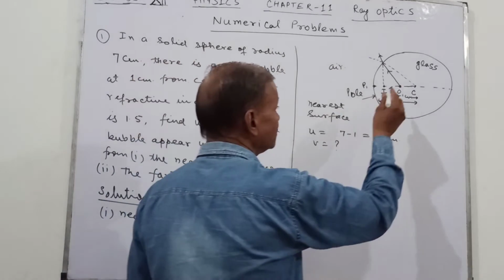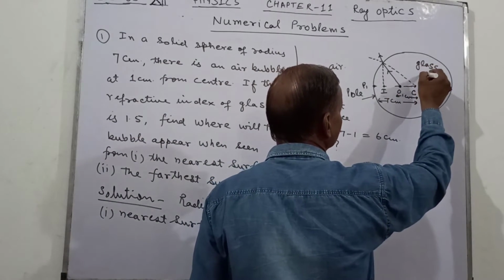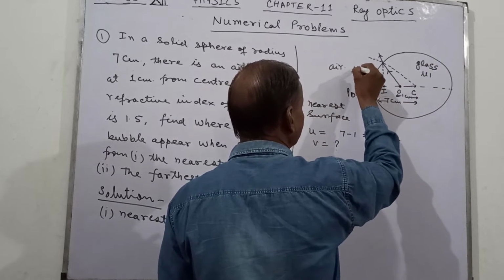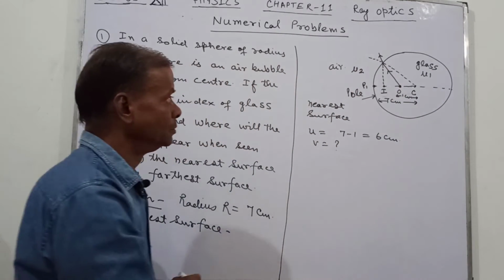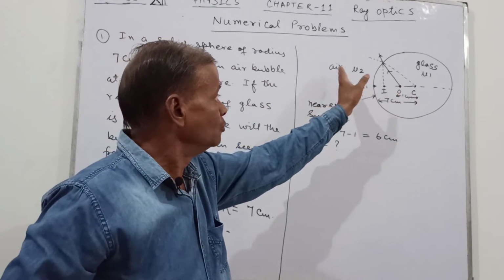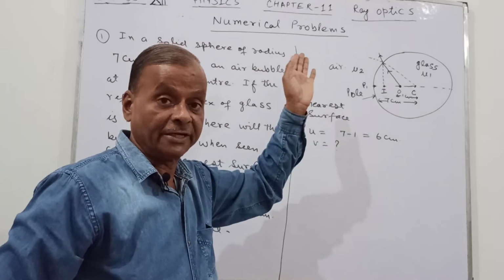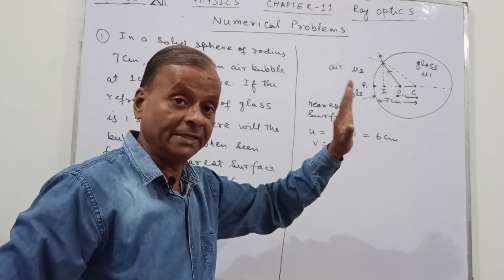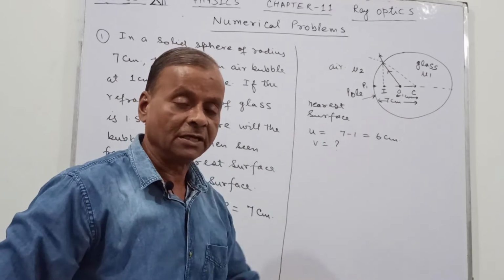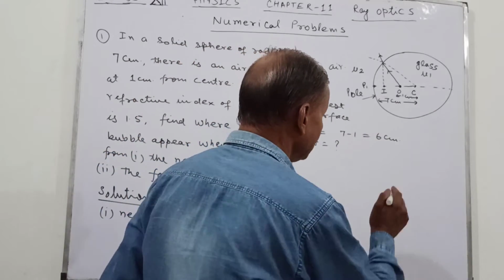Now this is glass, so this is your mu1, and this is air, mu2. So now light is going from mu1 to mu2. Earlier it was also from mu1 to mu2, but in that case mu1 was the air and mu2 was the glass. So there it was like this.